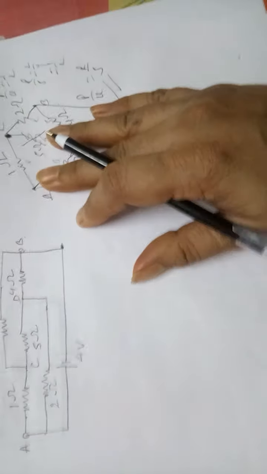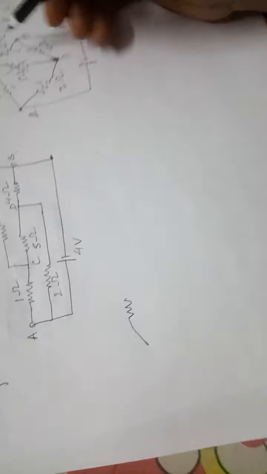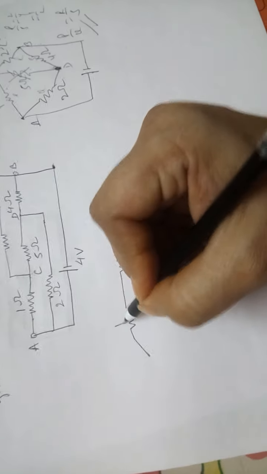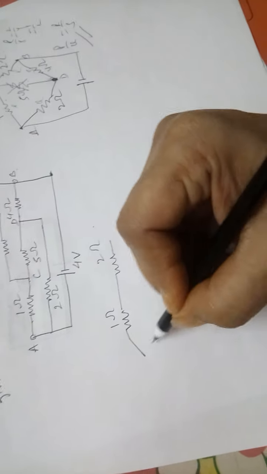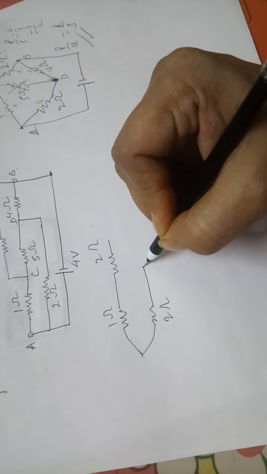So we can reconstruct the circuit again and make it simpler. We have this as a 1 ohm. It is connected in series with 2 ohm. So this is 1 ohm, this is 2 ohm, and here we have got 2 ohm connected with 4 ohm.